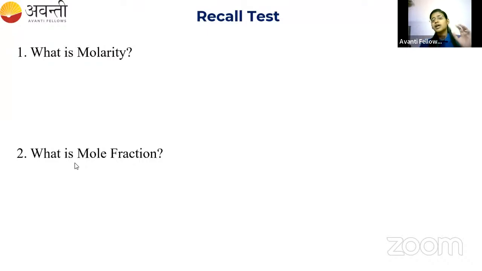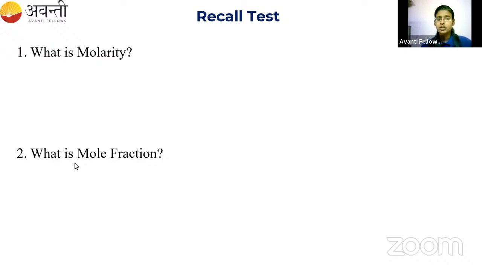Here I have taken two questions for you. In the last class, we majorly discussed the concentration terms. There were 7 concentration terms, and out of those 7, I have taken 2 terms, and you have to give me the answer for these 2 questions. What is molarity and what is mole fraction? First of all, give me the answer for molarity. Without seeing your notebook and book, you can put it in the chat box also. What is molarity?